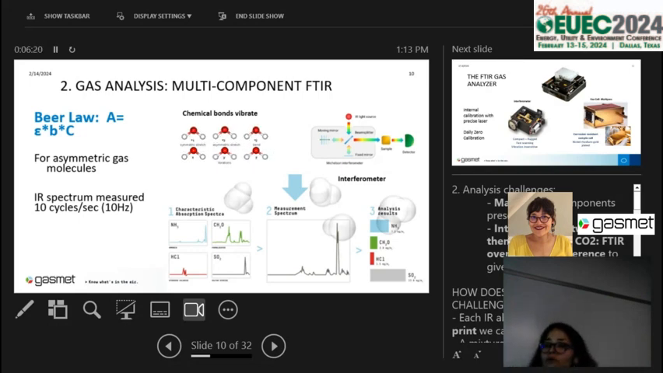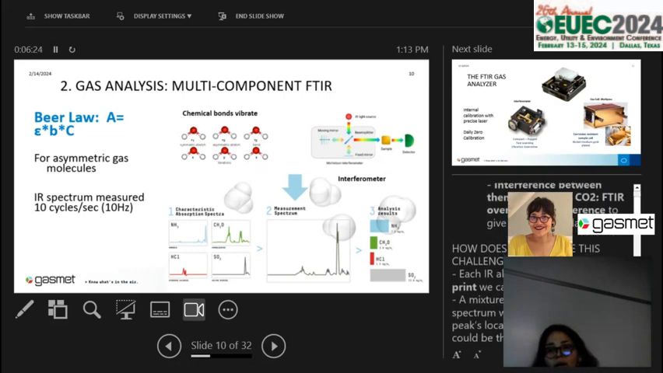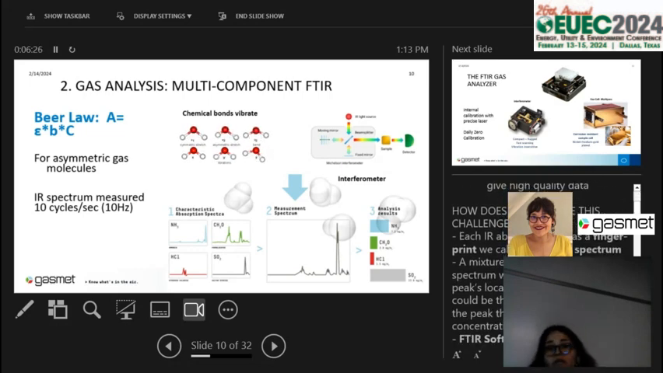So we have to overcome that issue. With infrared, with FTIR particularly, each infrared absorbing gas has a particular fingerprint that we call the absorbance spectrum. So a mixture of components will have different peaks on it, right? Each peak's location determines potentially what gas we have there, and the higher the peak, the higher the concentration.